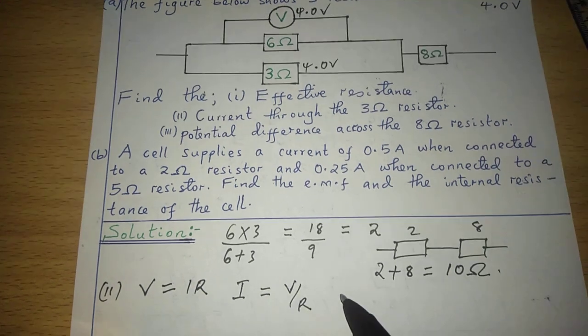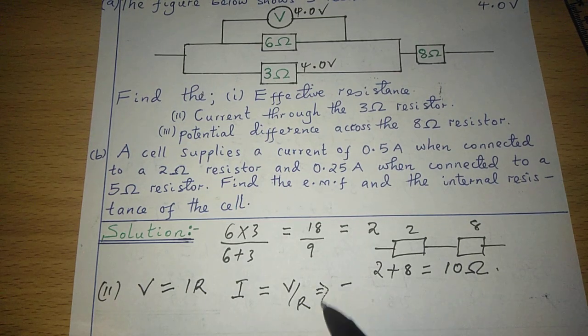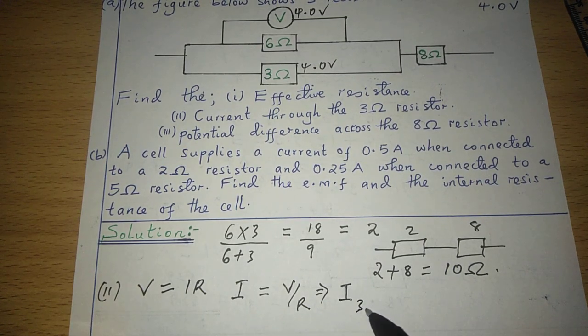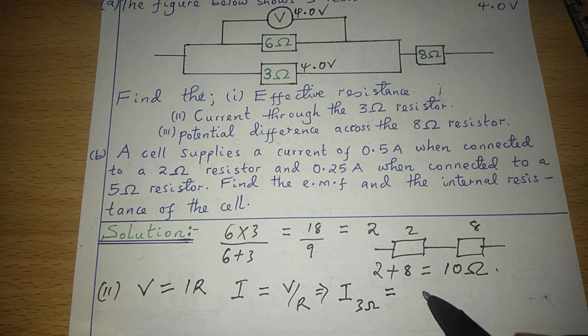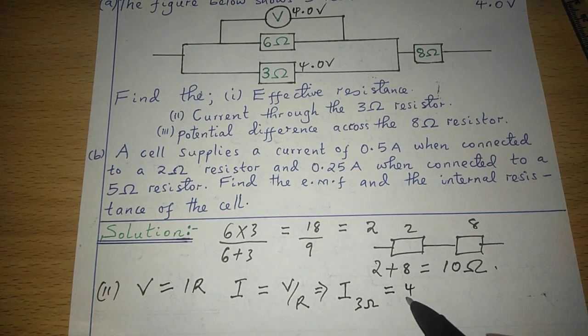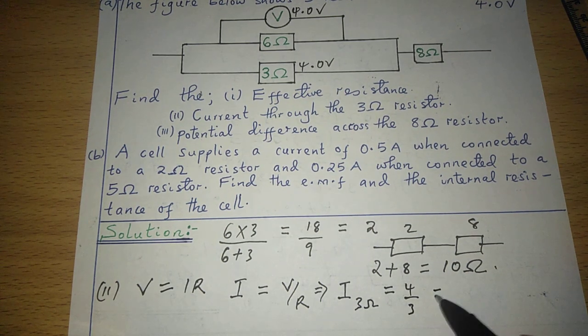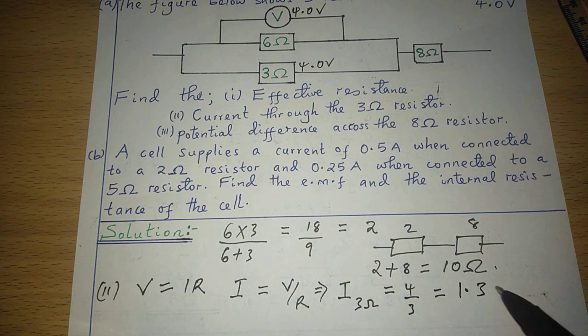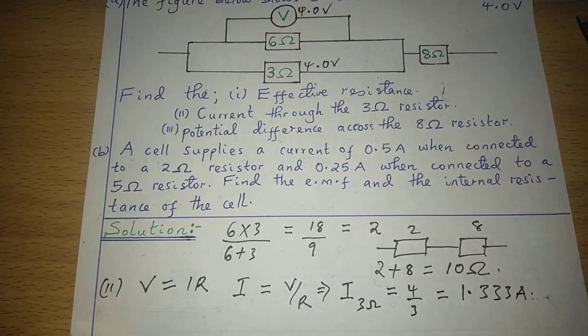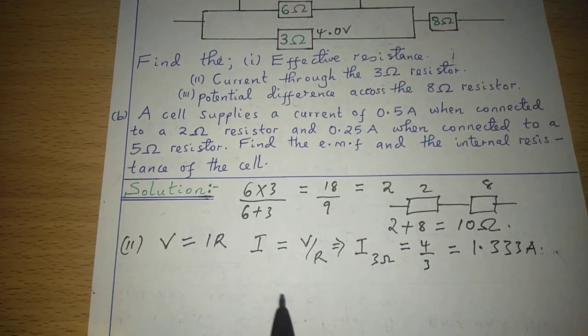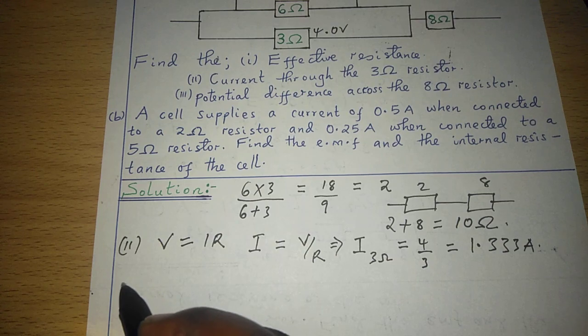So for us to get I across the 3 ohm resistor, we need the V there, which is 4, and the resistance of 3, and this gives us 1.333 amperes. So that is the current passing through the 3 ohm resistor.